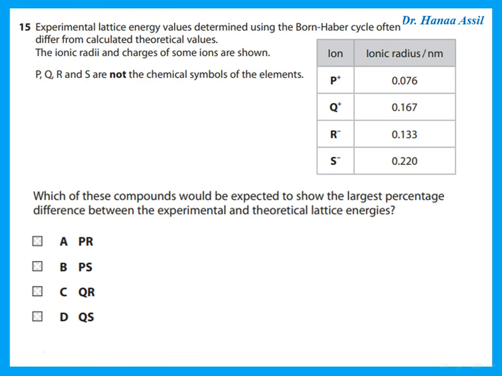Well, you should realize which type of compounds have a larger difference between experimental and theoretical. You should realize that it is the one with more covalent character. So the one that is more likely to have more ion polarization is the one that is more covalent, and it's the one that will have a larger difference between experimental and theoretical. So which of these are more likely to have ion polarization?